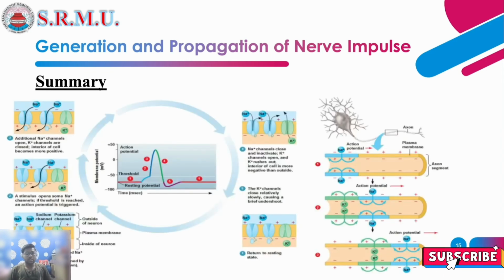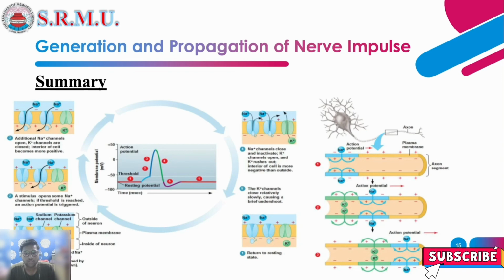Now let me summarize what I just told you. Resting stage: in the resting stage, voltage gated sodium and potassium channels are closed. Resting potential is maintained by ungated channels. Next, a stimulus opens some sodium channels. If threshold is reached, that is, the all or none phenomenon is true, then an action potential is triggered. In addition, sodium channels open while potassium channels are closed. The interior of the cell becomes more positive.